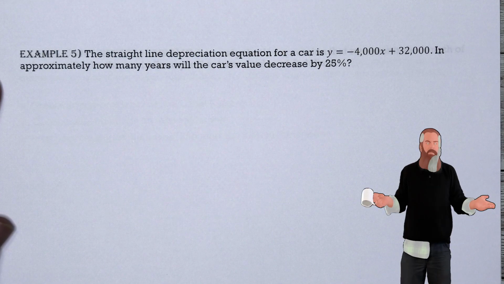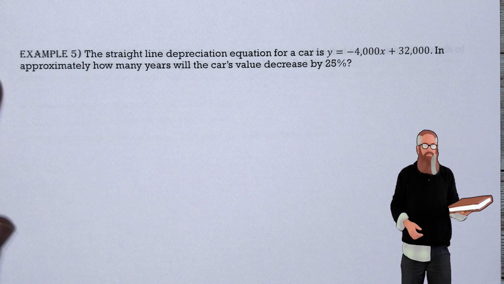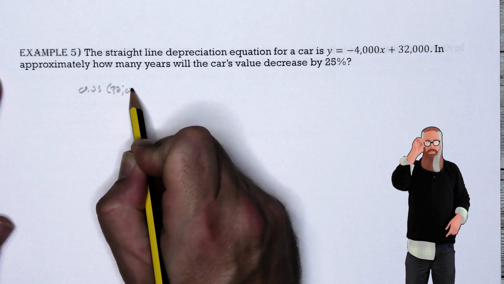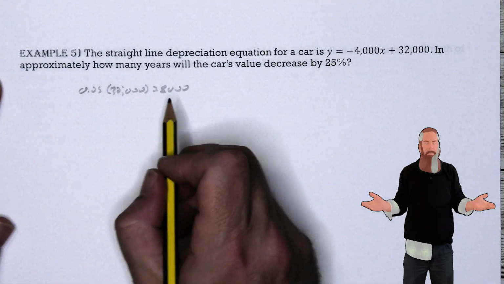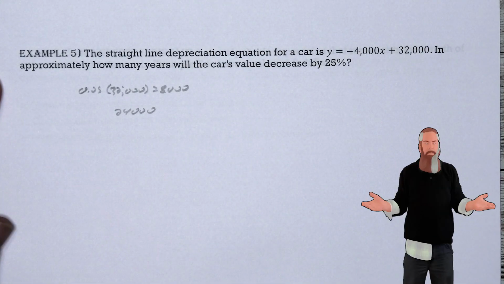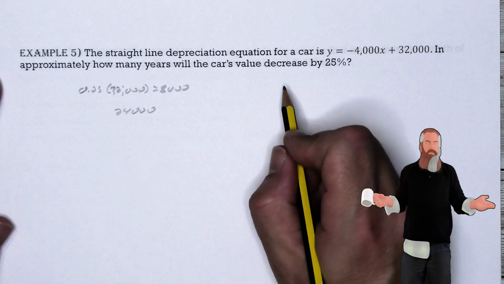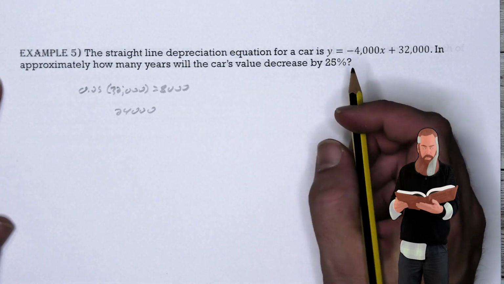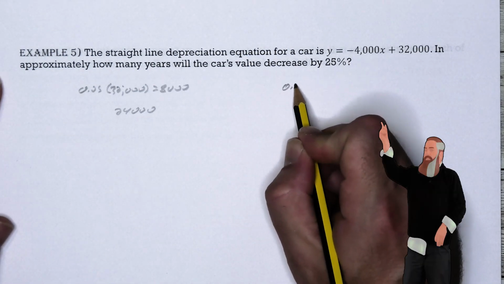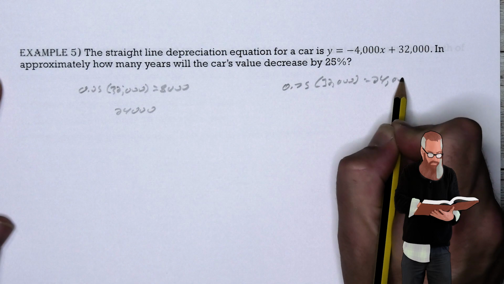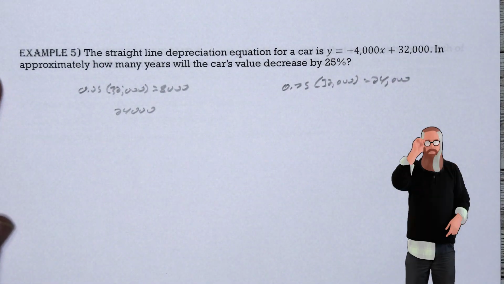This can be done in one of two ways. You can find 25% of the original value of the car and then subtract that amount from the original amount. So 0.25 times 32,000, that's going to give us 8,000. This means what we're looking at is a $24,000 vehicle. So when is the value $24,000? Or we could notice that once the car drops in value 25%, it will be worth 75% of its original value, meaning 0.75 times 32,000 and get 24,000 in that way. Regardless, we're going after the same number.